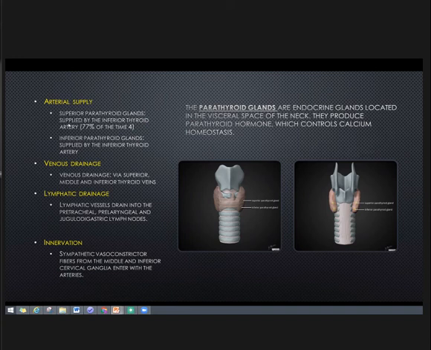For the arterial supply of the parathyroid glands, the superior parathyroid glands are supplied by the inferior thyroid artery, while the inferior parathyroid glands are supplied by the inferior thyroid artery. For the venous drainage, it drains to the superior, middle, and inferior thyroid veins, and the lymphatic drainage, it drains to the pretracheal, prelaryngeal, and jugulogastric lymph nodes. For the innervation, sympathetic vasoconstrictor fibers from the middle and inferior cervical ganglia enter the arteries.